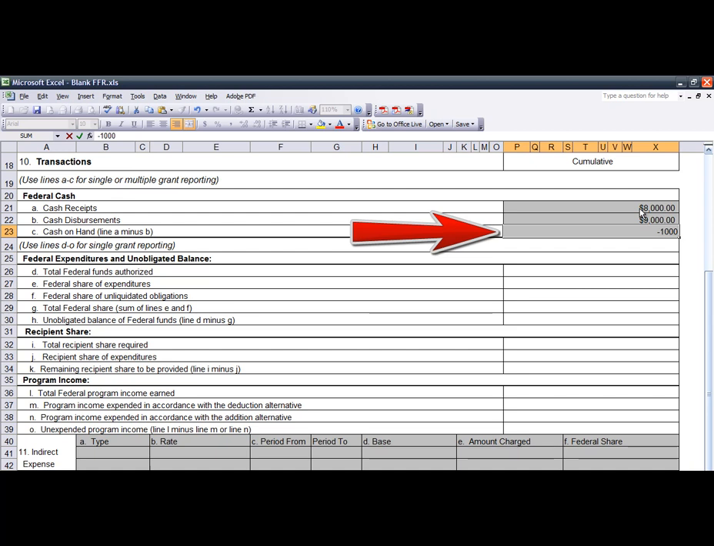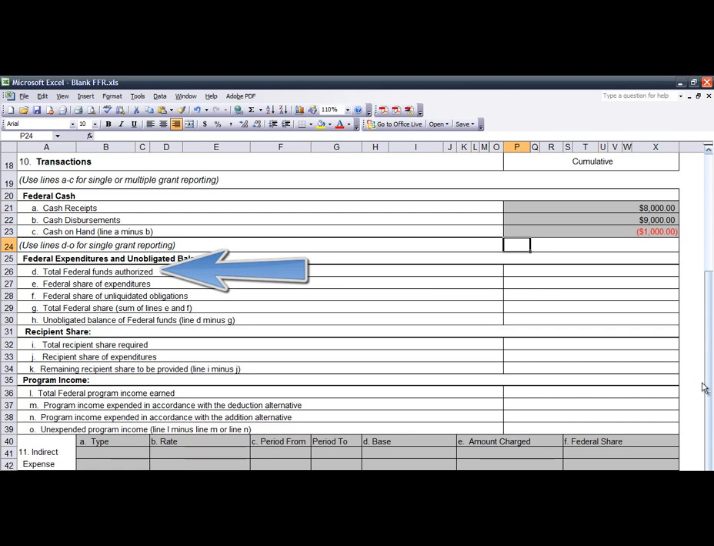This amount represents the immediate cash needs pending payment. Please note that if more than 3 business days of cash are on hand, the federal agency may require an explanation on line 12, explaining why the drawdown was made prematurely or reasons for the excess cash. Now we'll take a look at the line items under federal expenditures and unobligated balance.